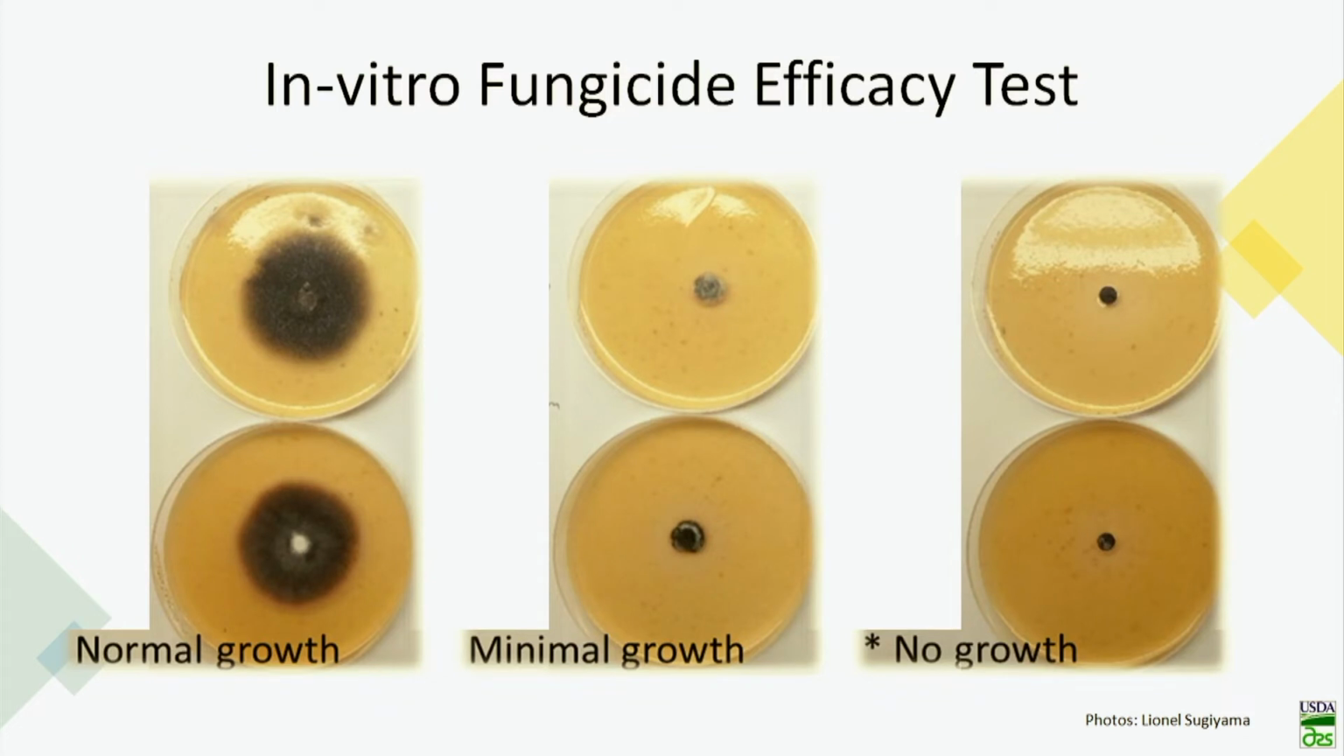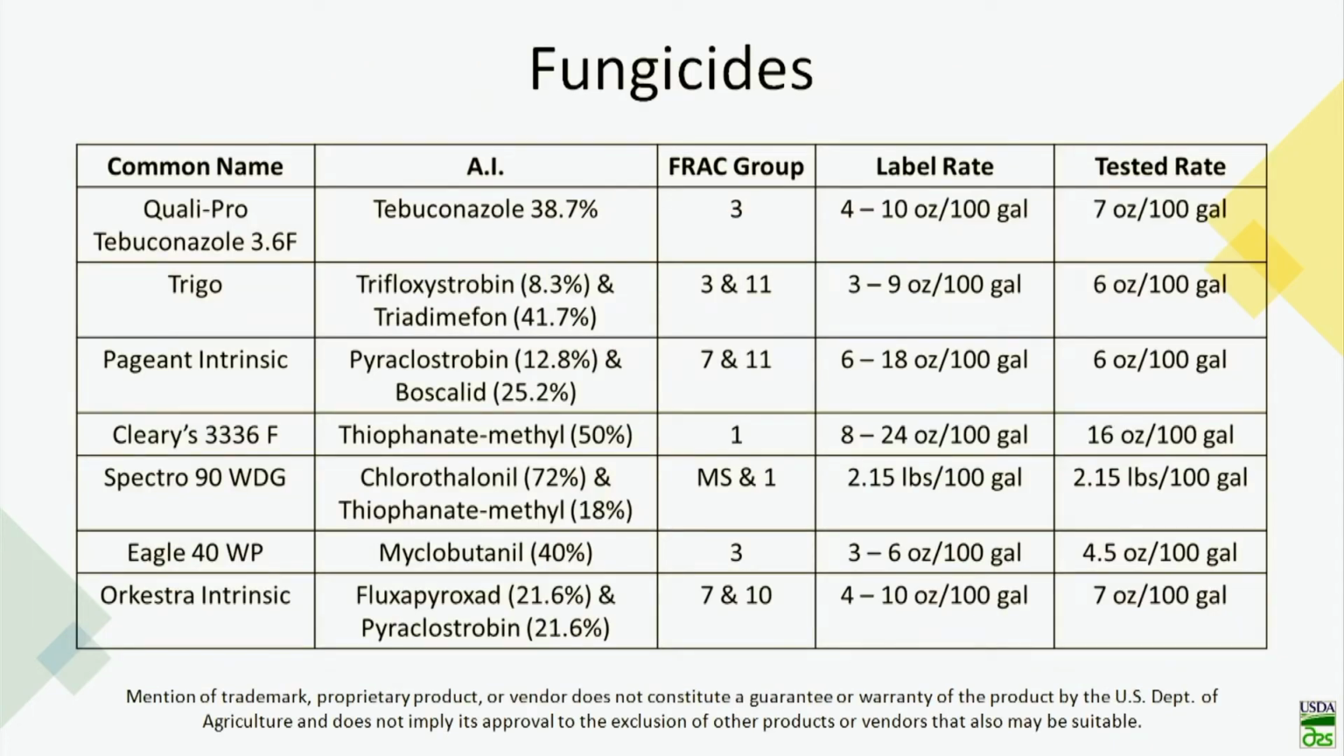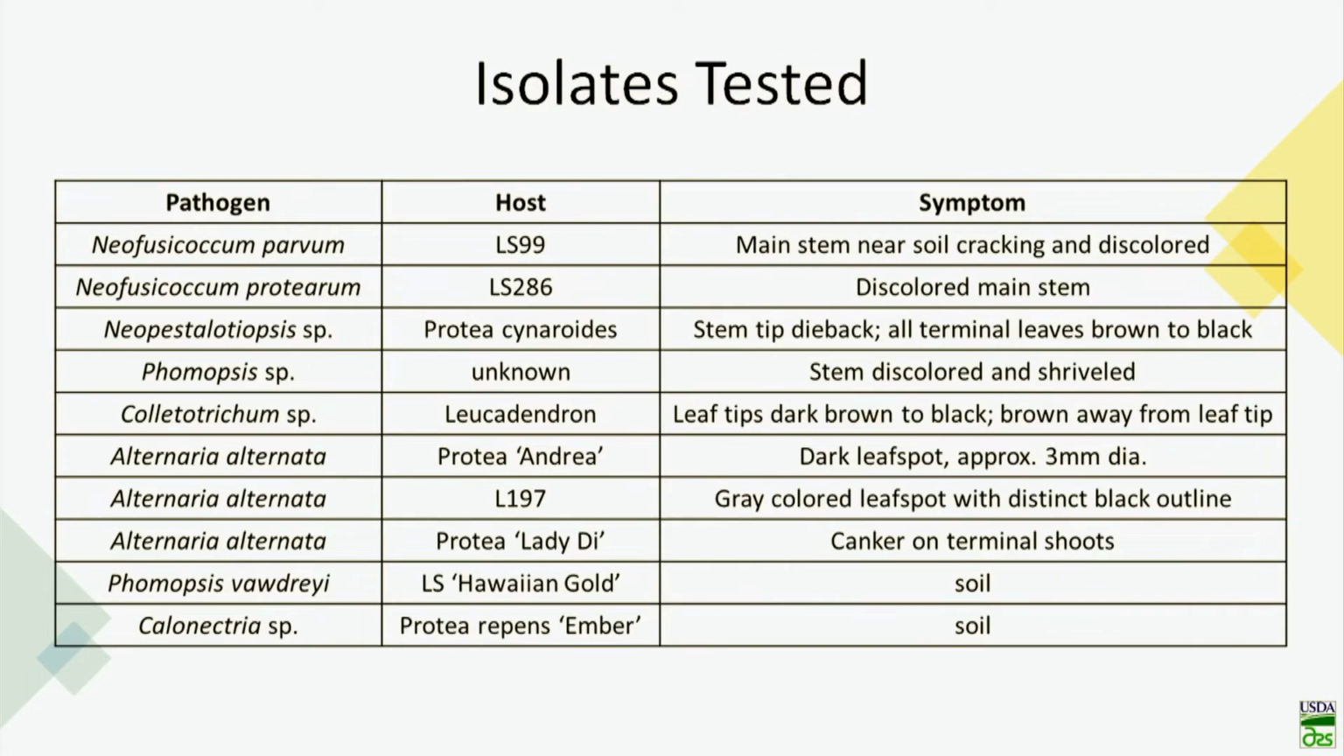Okay? The left would be no fungicide present, 2 different isolates. The middle's what you're kind of looking for, minimal growth, even better if there's no growth present. Here's the list of 7 different fungicides that were looked at with various active ingredients, various resistance or FRAC groups, which is really important to pay attention to when it comes to rotations, the various label rates, and the tested rates. Okay? We looked at 10 different isolates of the main genera that I mentioned earlier, which came from a variety of hosts and caused a number of symptoms.